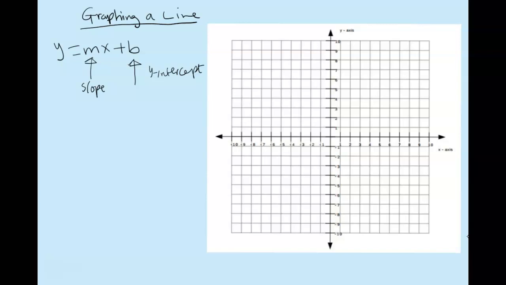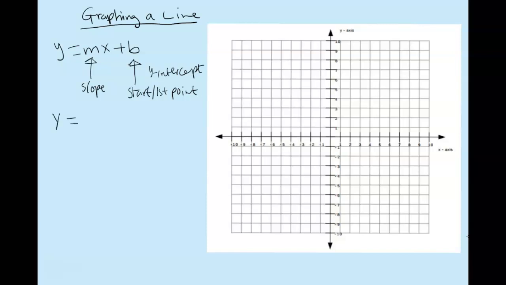But here the meaning is that the b is the start. Is the start, or the first point. It's the first point that we need to get. Okay, so let's look at the example.